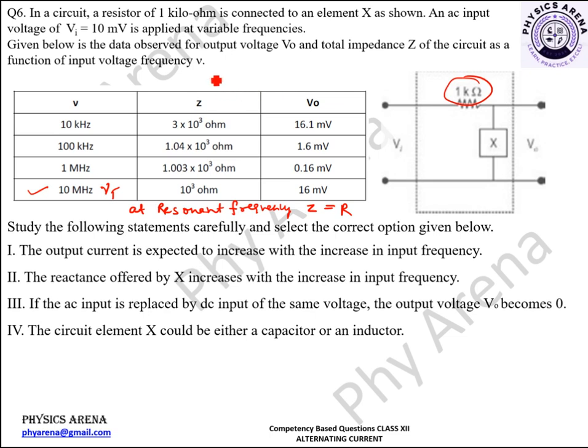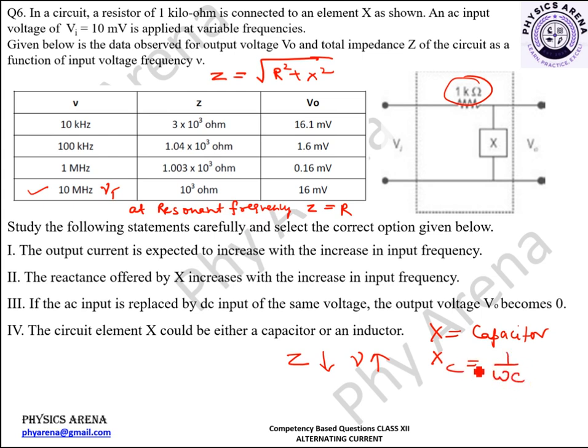So we know the formula: Z is equal to under root of R square plus X square. Because it can either be a capacitor or an inductor, we don't know about it. But since the value of Z is decreasing with increase in frequency, this is only possible when X is a capacitor. Because we know that the capacitive reactance is inversely proportional to frequency. So as frequency increases, Z will decrease in case of capacitor. So this is evident from the data that X is a capacitor.